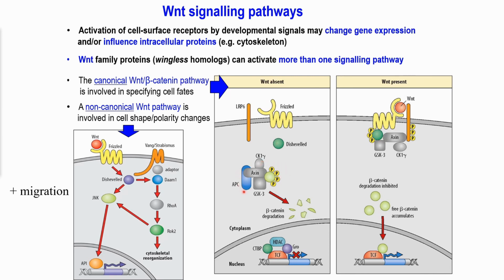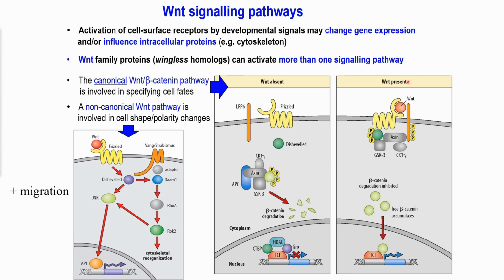beta-catenin is bound by a set of proteins called the destruction complex, which is made up of APC, axin, glycogen synthase kinase 3, and CK1 gamma. And these bind to beta-catenin, phosphorylate it, and trigger it for degradation, right?